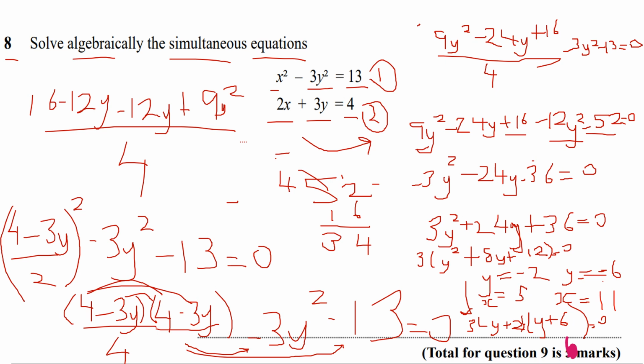So the solutions are as follows: x equals 11, y equals minus 6, and x equals 5, y equals minus 2. Sorry for butchering that, guys. I hope that makes sense. Again, don't panic here. There's a lot of steps there.